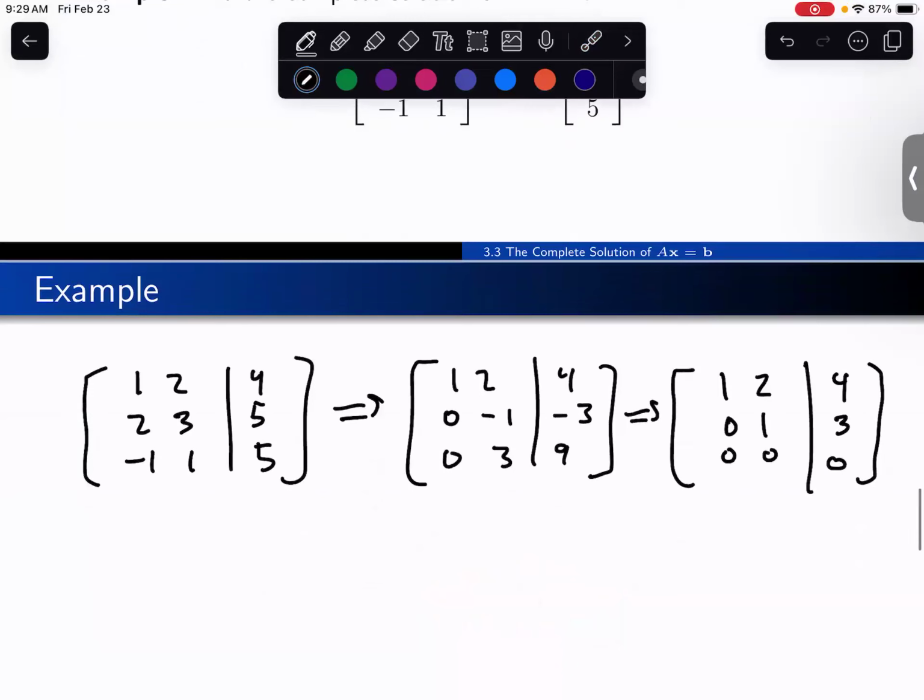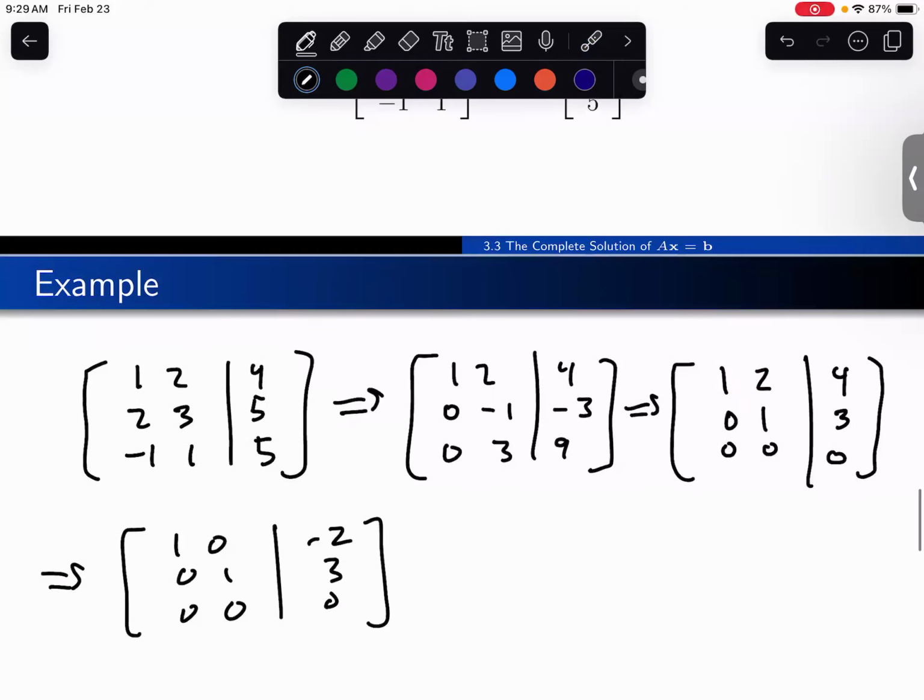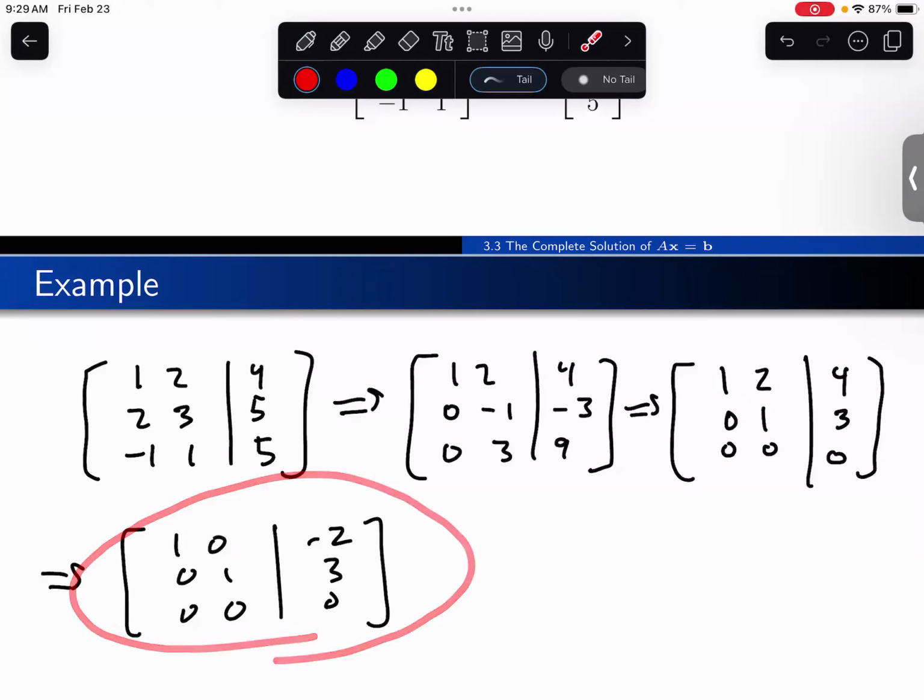And then to finish off this row reduction, you would want to get rid of the 2 we have up here. So if you were to do that, you'd do minus 2 times row 2 plus row 1, which would give you 1, 0, 0, 1, 0, 3, and then minus 2. And so this would be the final row reduction, like reduced row echelon form.